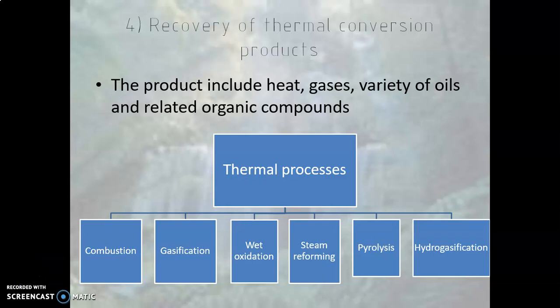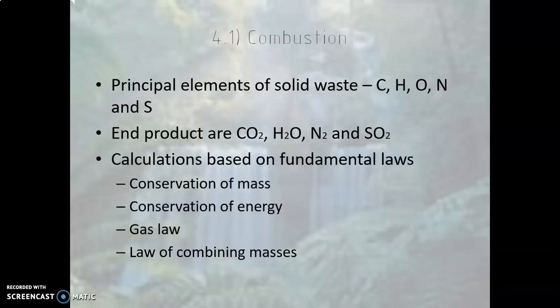Besides biological processes, thermal processes can also be used to manage solid waste. The products from thermal processes include heat, gases, a variety of oils, and related organic compounds. Some of the processes involved are combustion, gasification, wet oxidation, steam reforming, pyrolysis, and hydrogasification. So now look at the first process, combustion.